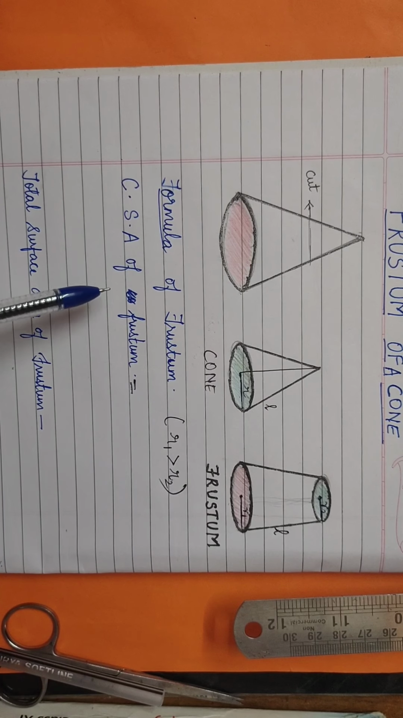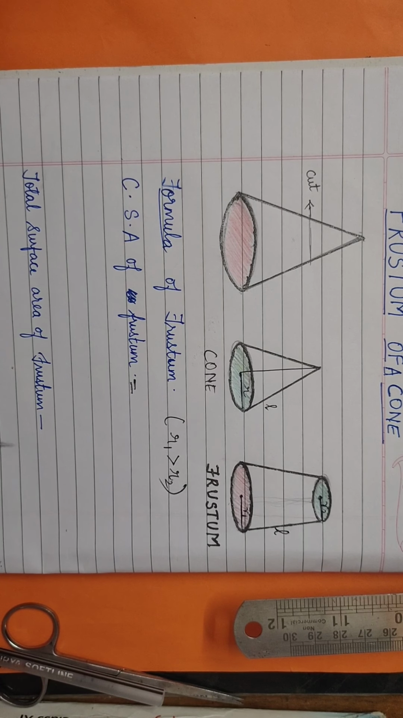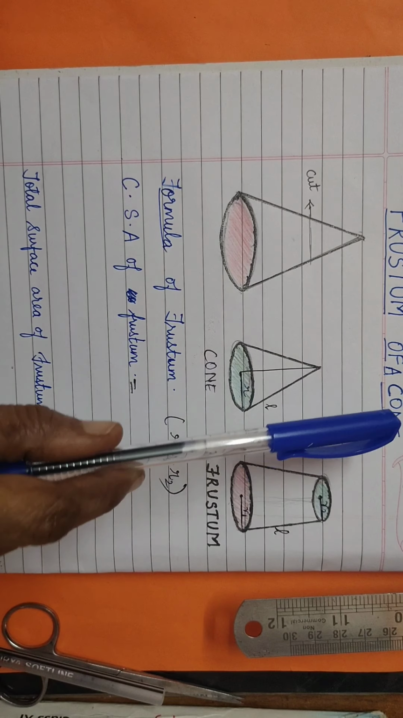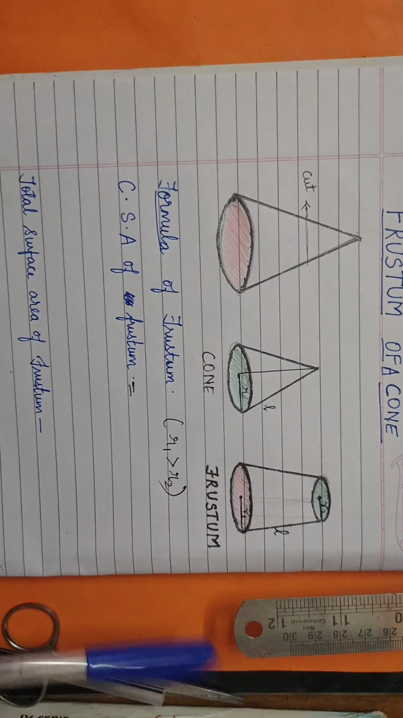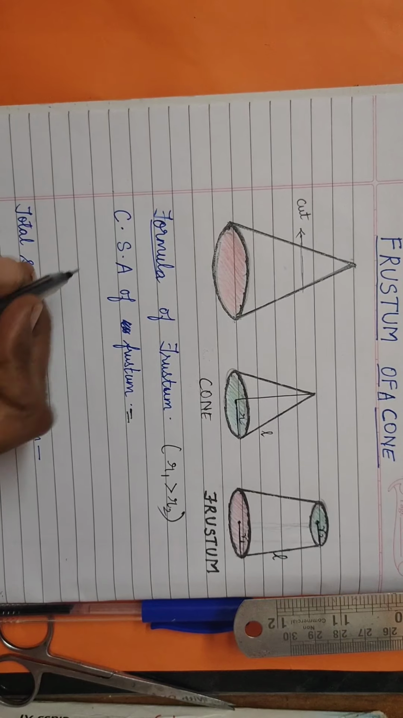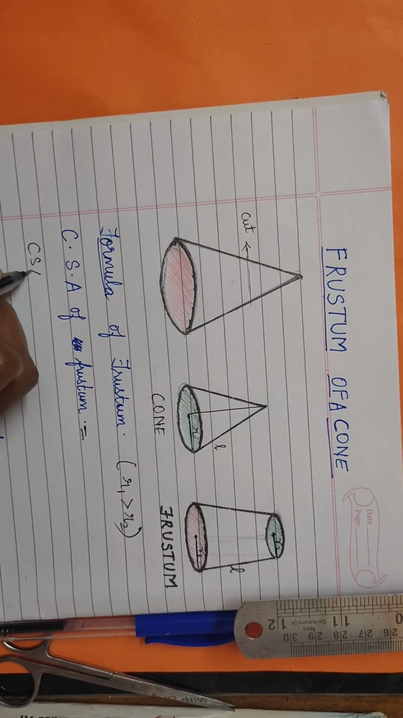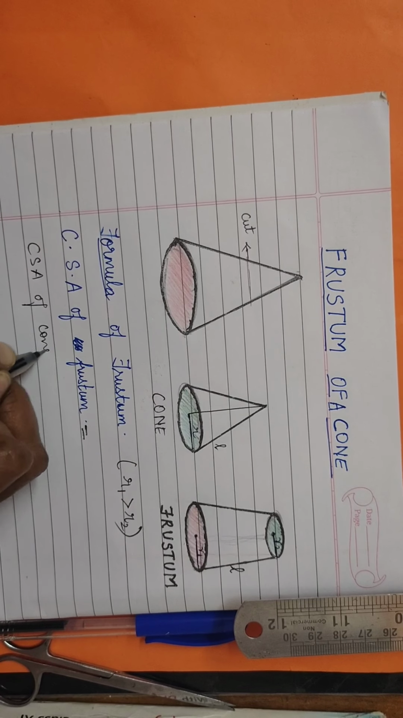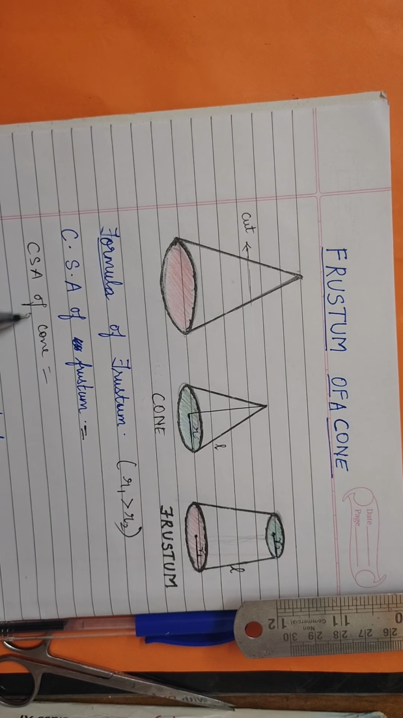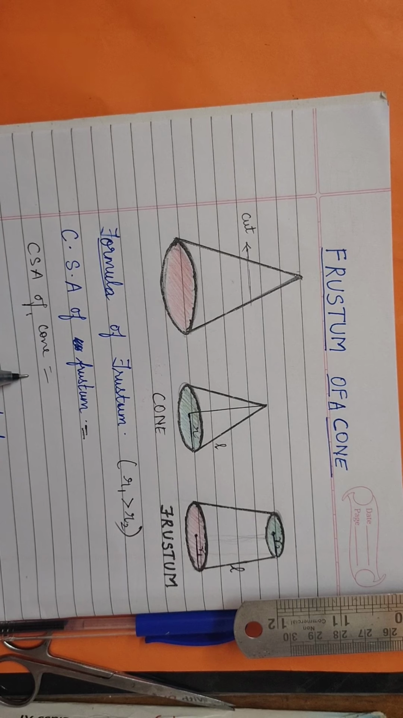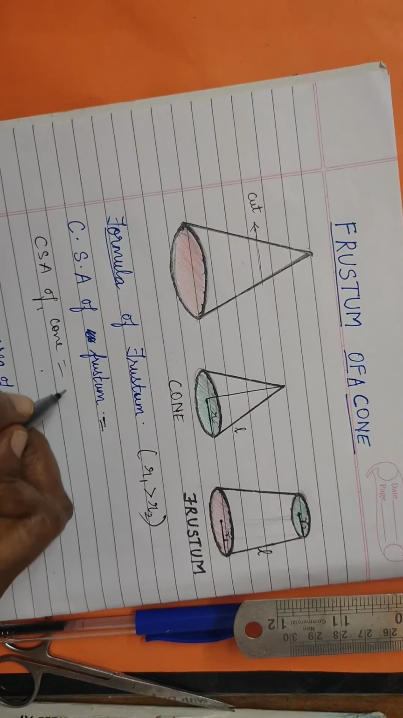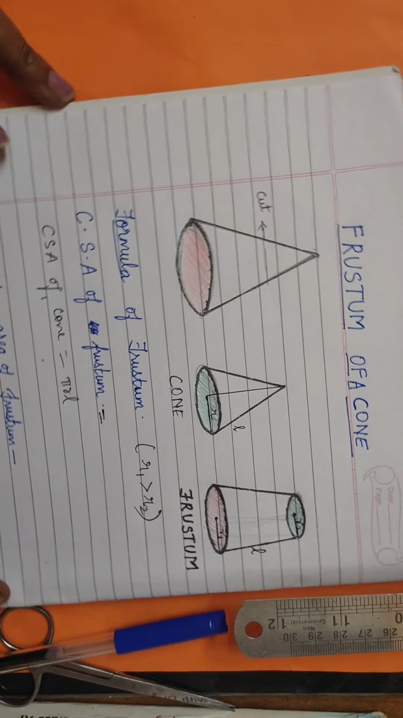I'm going to tell you how easily you can learn this, because we said that there is a relation with a cone. So with the help of a cone itself we will learn. You know very well the curved surface area of a cone. We have already learned the curved surface area of a cone. What is the curved surface area of a cone? That is pi RL. You have already learned it in the previous class.